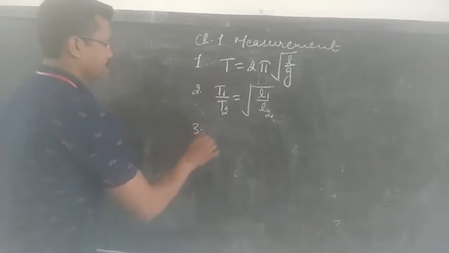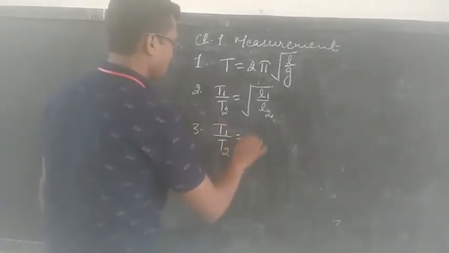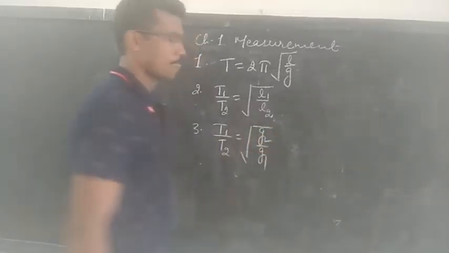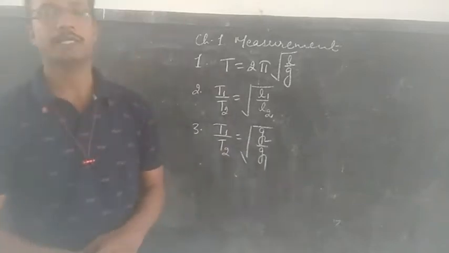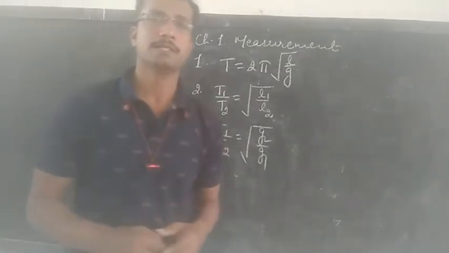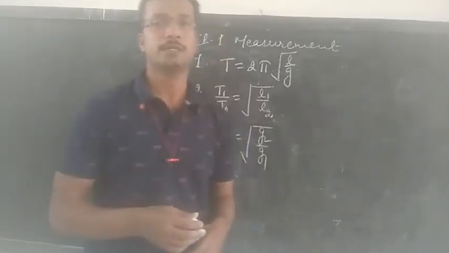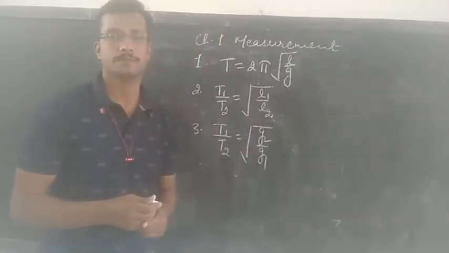Third is T1 by T2 is equal to under root g2 by g1. This is the formula we can use when there is change only in the acceleration due to gravity, that is, when there is no change in the length of a pendulum. In that case, we can use this.